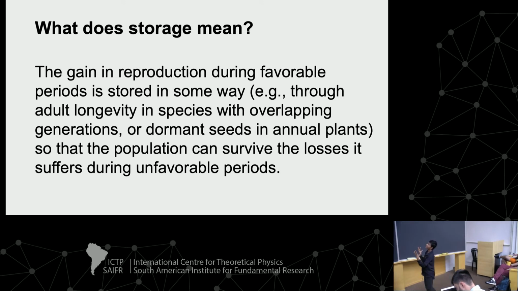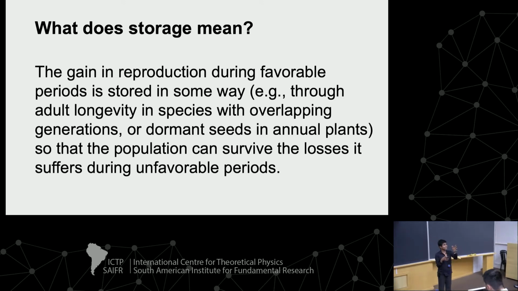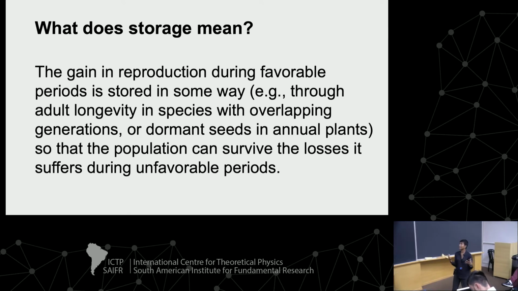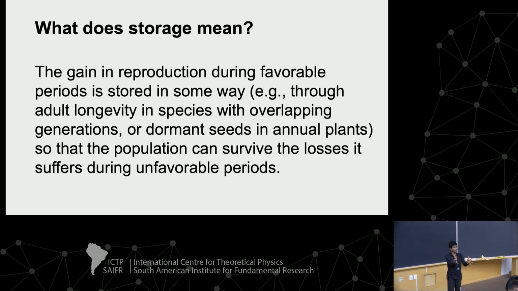So for example, if you have very long adult longevity, you can sort of average over these unfavorable periods. Dormant seeds in plants are very good examples of how plant species spend the unfavorable periods and survive to reproduce when the environment becomes favorable again.